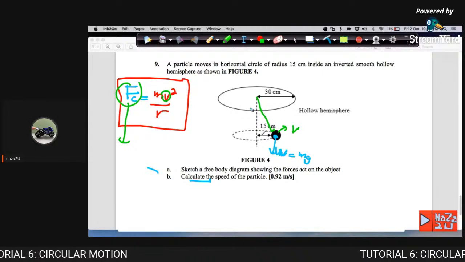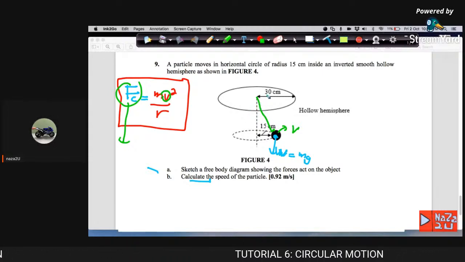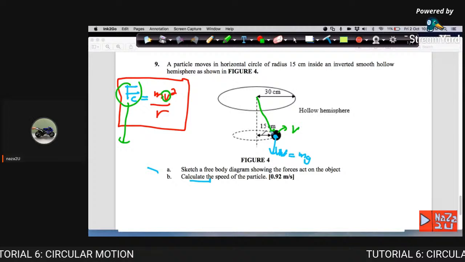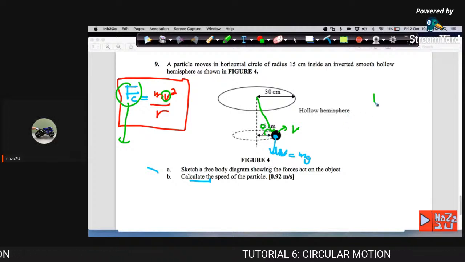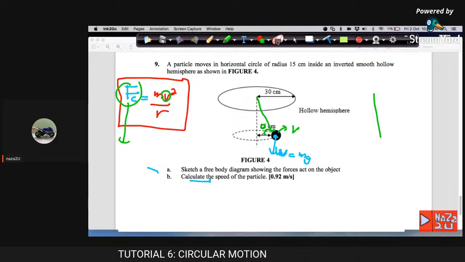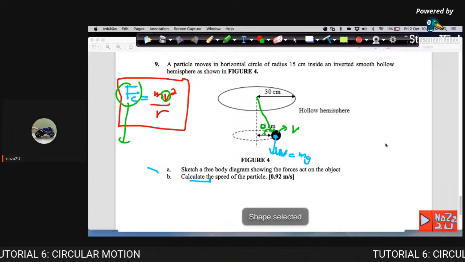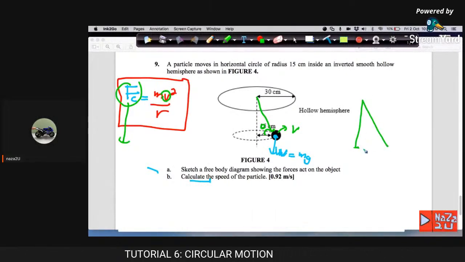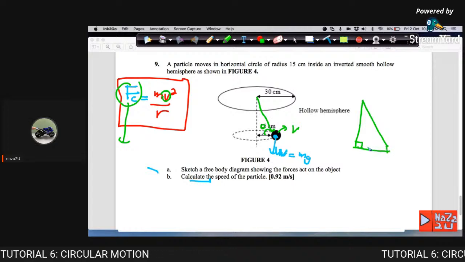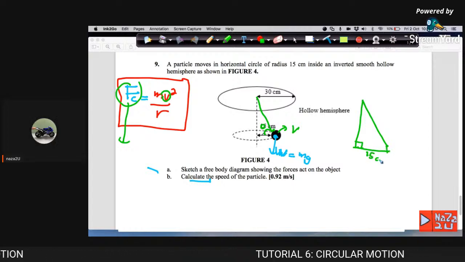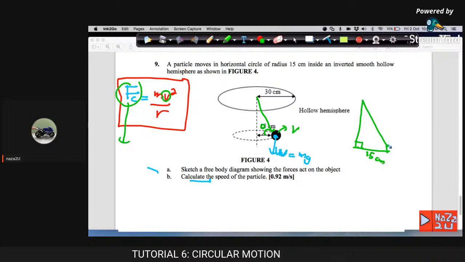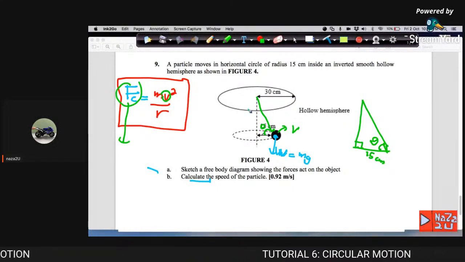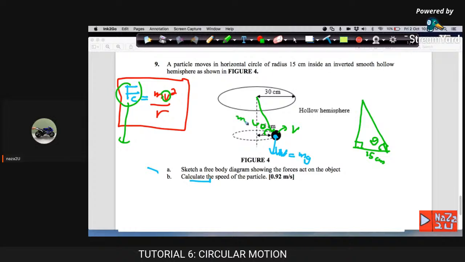Okay, so let's say this is 30 cm, this is 15. So let's say this is angle theta here. Saya keluarkan dia punya rajah ni, jadi kita ada segitiga itu. Okay, this is 15 cm, and this is theta here. So this is mg here.